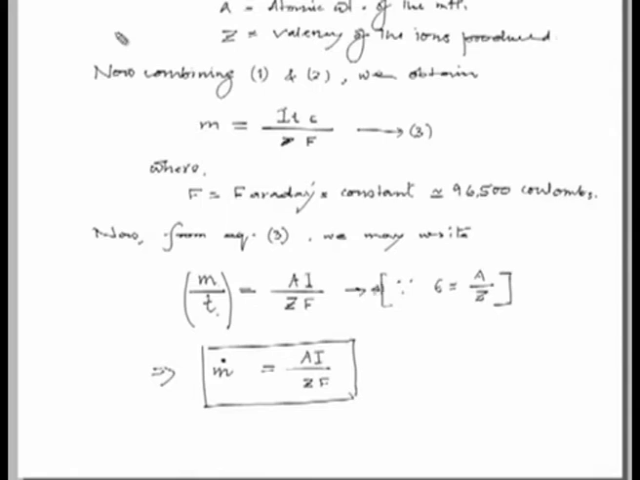If this is expressed as 4, this can be expressed as 5, equation 5, where m dot represents the rate of material removal, or in terms of mechanical engineering we can say this is the material removal rate, that will be of course in gram per unit time.